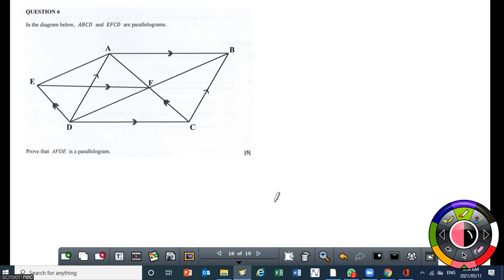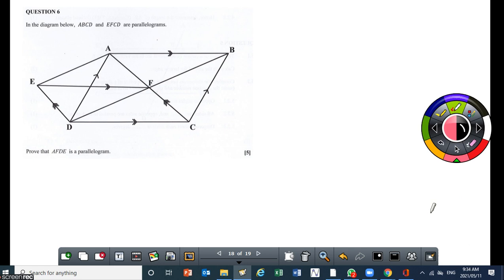Now, in my diagram, I realized that there are 2 ways of doing this question. I don't know whether you tried it and you were able to do it or not, but this is how I would approach the question. So in this case, we have 2 parallelograms, ABCD and EFCD. So you must be able to identify those parallelograms.